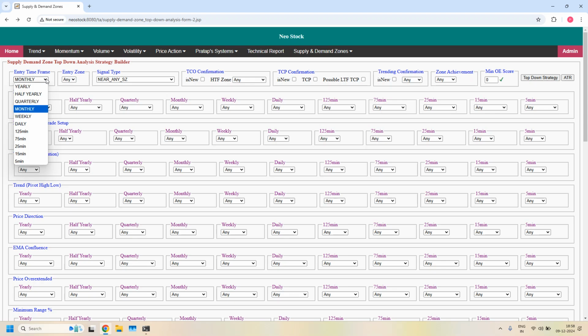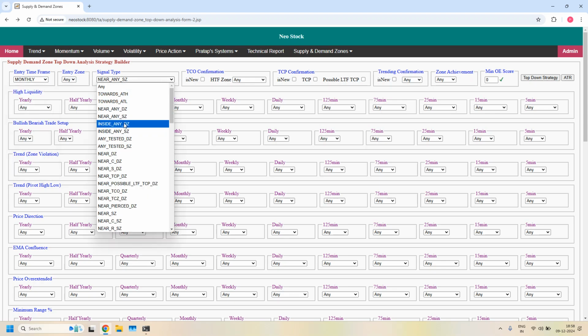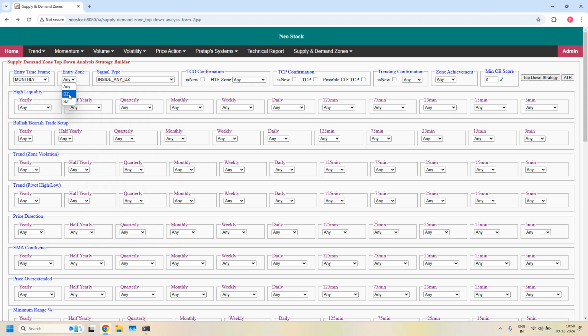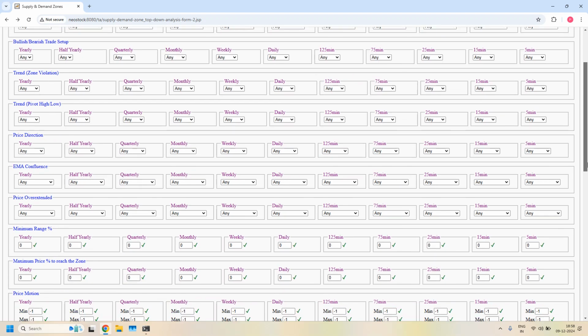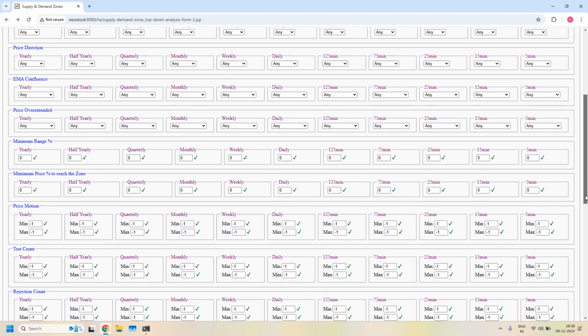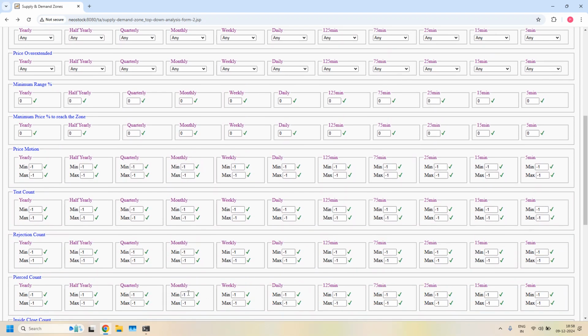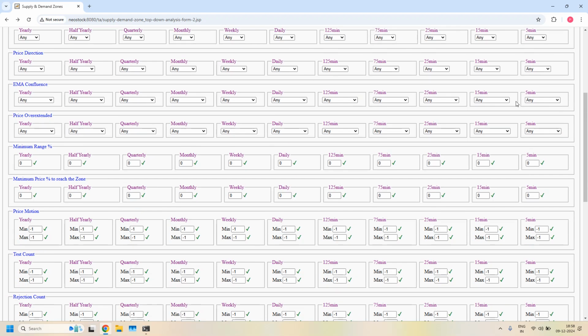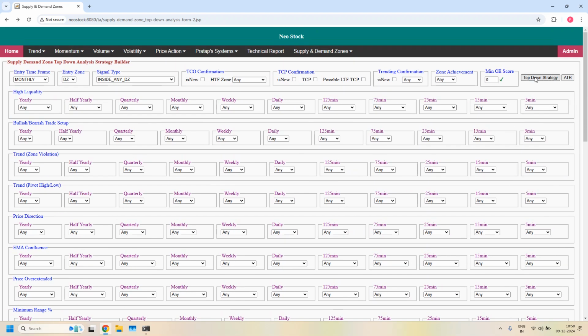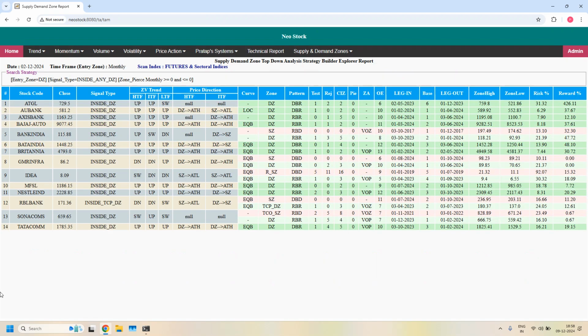Next monthly time frame, price closed inside the monthly demand zone, and the monthly demand zone should not be pierced. So in the pierced count at monthly time frame, minimum value 0, maximum value 0. That means the zone is not pierced. Let's filter. 14 stocks are filtered.